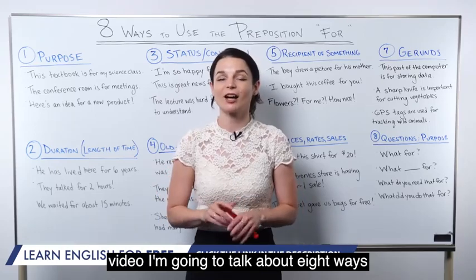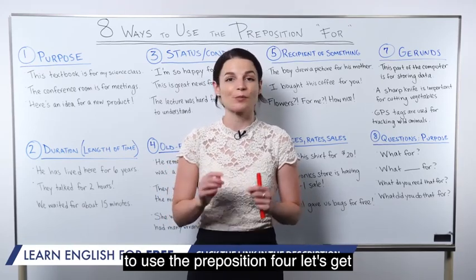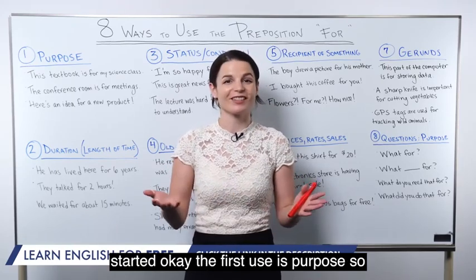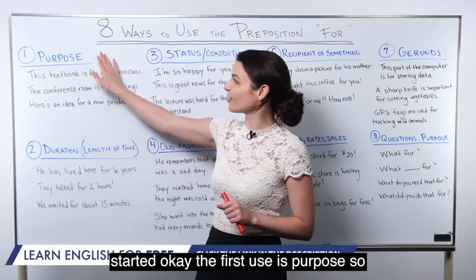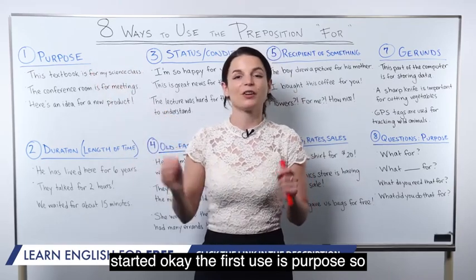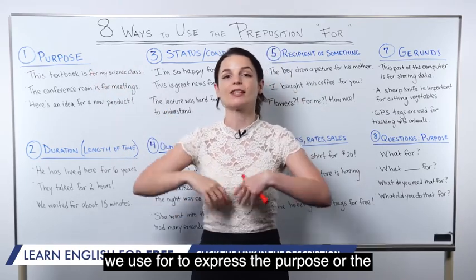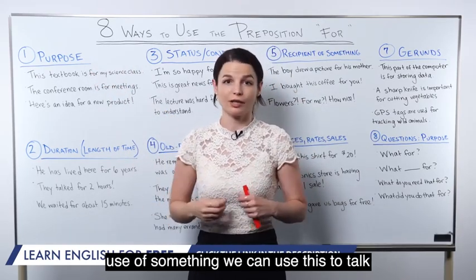In this video, I'm going to talk about 8 ways to use the preposition for. Let's get started. Okay, the first use is purpose. So we use for to express the purpose or the use of something.